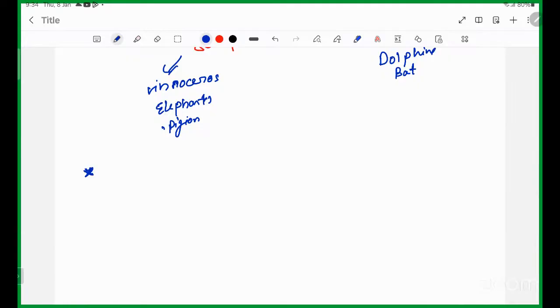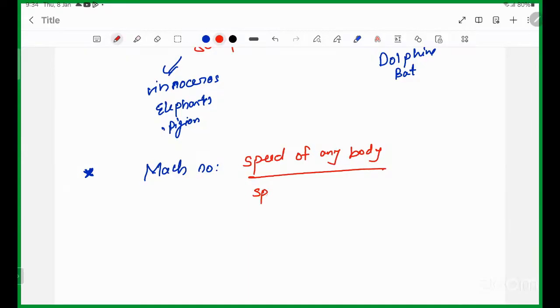In the Air Force, we usually hear about Mach. The plane's speed is usually measured in Mach number. So what is Mach number? It is the speed of any body upon the speed of sound in that medium.